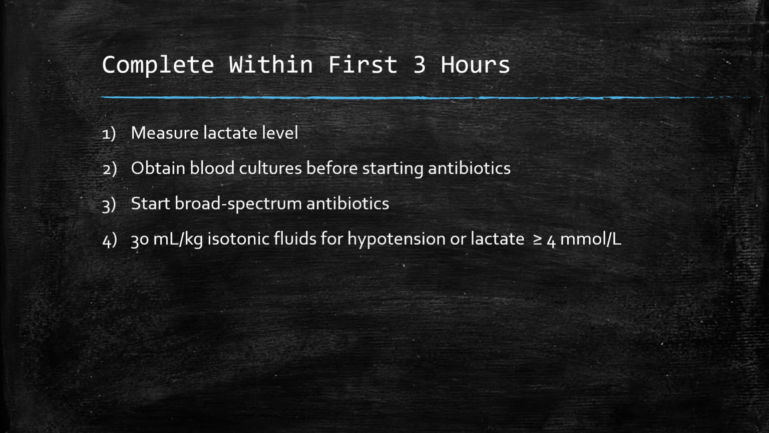The tasks listed on this slide should be completed within the first 3 hours of admission, but ideally they should be completed within the first 1 hour. All patients need a lactate level measured, and all patients require blood cultures before starting any antibiotics. Once blood cultures have been obtained, then broad-spectrum antibiotics should be started. If the patient is hypotensive or has a lactate greater than 4, then vigorous fluid resuscitation is carried out using an isotonic fluid like lactated ringers or normal saline, and the rate is a very aggressive 30 mL per kilogram.